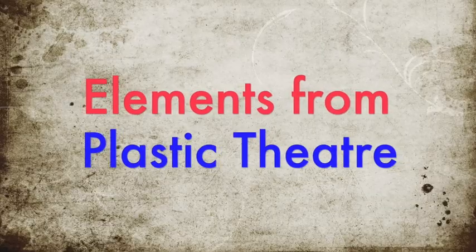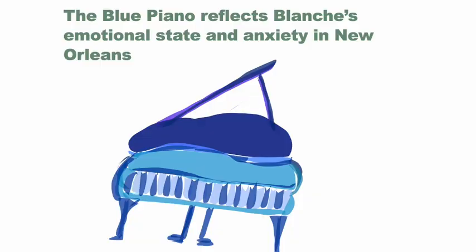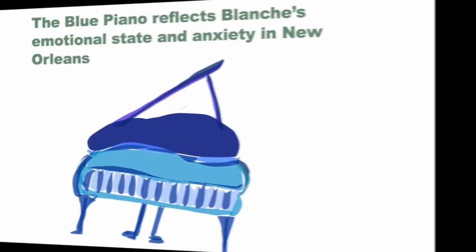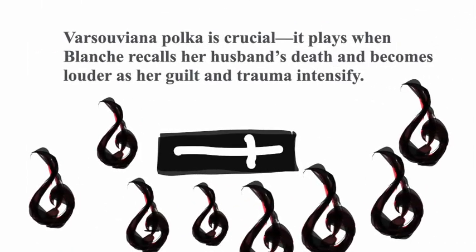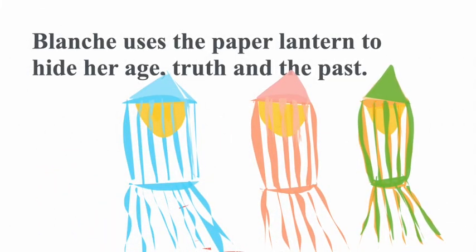These techniques help the audience and reader to understand her mental condition as the trauma and guilt intensify. The blue piano is placed off stage to reflect Blanche's emotional state and anxiety in New Orleans. The Varsouviana polka is crucial in the play, as when Blanche recalls her husband's death, it becomes louder as her guilt and trauma intensify. The dramatist has effectively used light and dark in the setting.